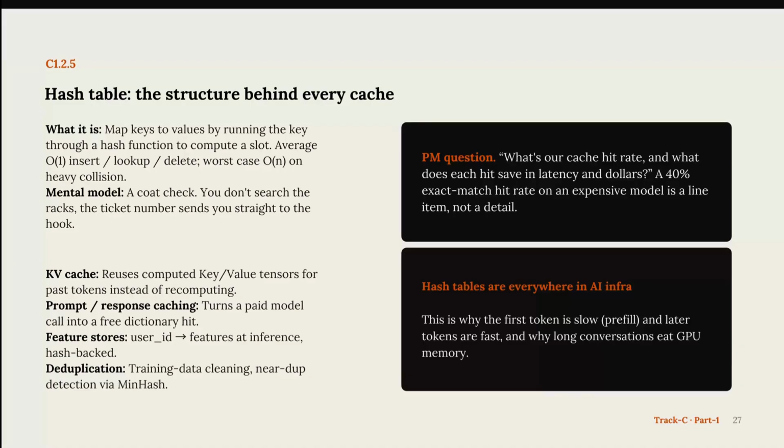So as a PM, we need to ask, hey, what's our cache hit rate? How many times are we hitting the cache that we have already stored? Because that will help us save in latency and dollars. A 40% exact-match hit rate on an expensive model is a line item. You have to put it in your requirements, saying, hey, improve the caching. If the same question is asked again and again, we need to ensure we take it from the cache and not regenerate the whole answer.